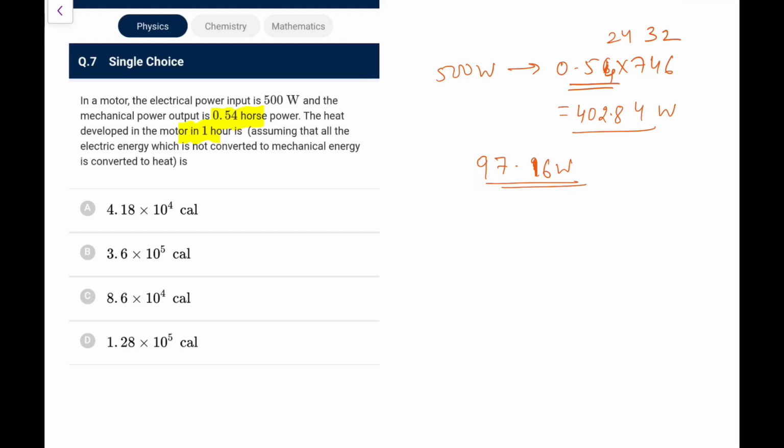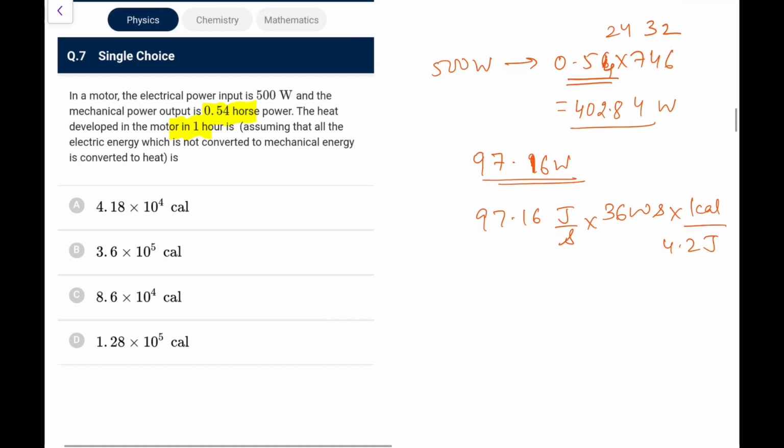So in 1 hour it would be 97.16 joule per second into 1 hour is 3600 seconds, and the answer is in calorie. So 1 calorie is approximately 4.2 joules. So if I do this, this comes out as 971.6 upon 42 into 3600 calories. So work it out, what you will get now.